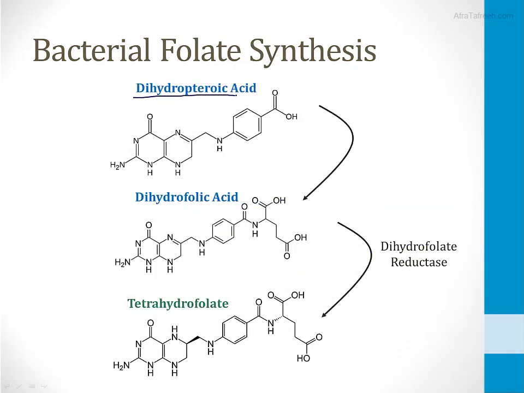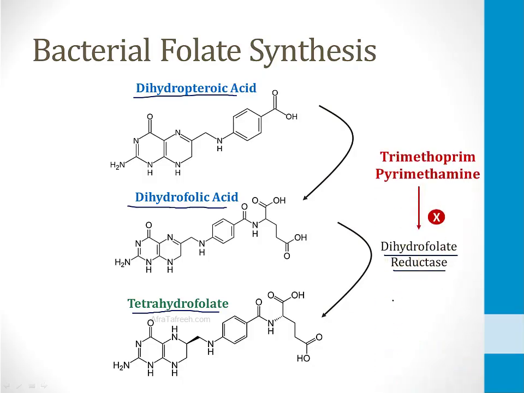Once dihydropteroic acid has been formed, it's converted into dihydrofolic acid by bacteria and ultimately to tetrahydrofolate, which is the form of folate that is necessary for DNA synthesis. The enzyme that catalyzes this last step is called dihydrofolate reductase, and that enzyme is inhibited by two antibiotics called trimethoprim and pyrimethamine, which we'll also talk about in this module. They're often given together with a sulfonamide antibiotic for sequential block of the folate synthesis pathway in bacteria.